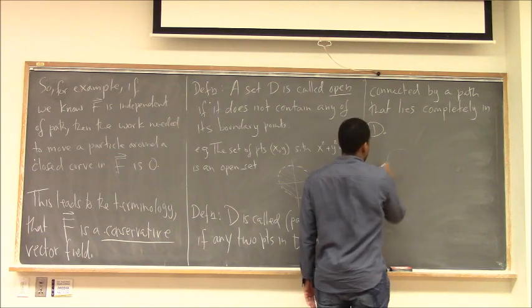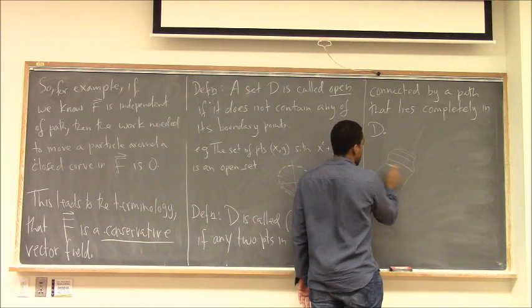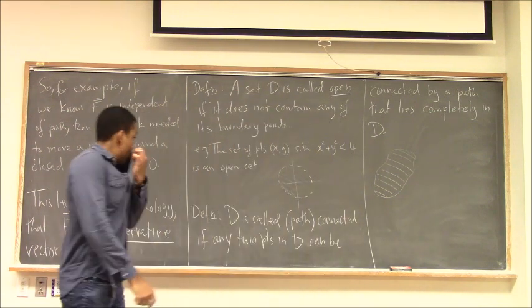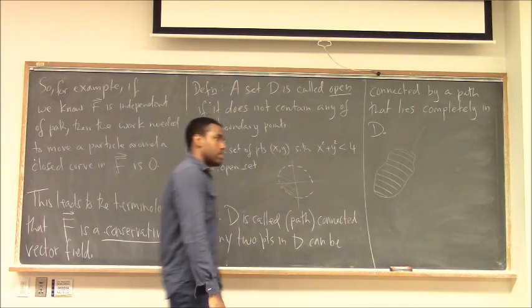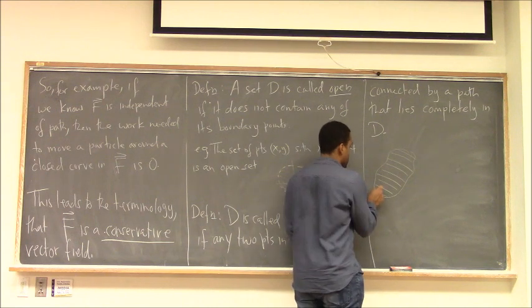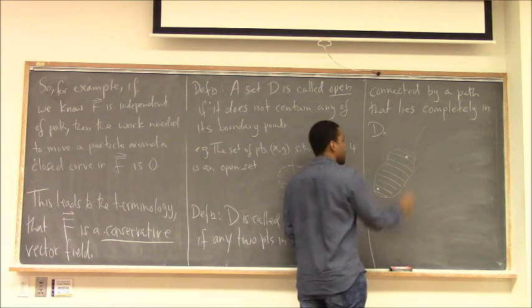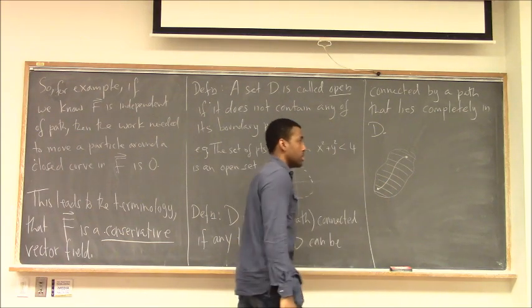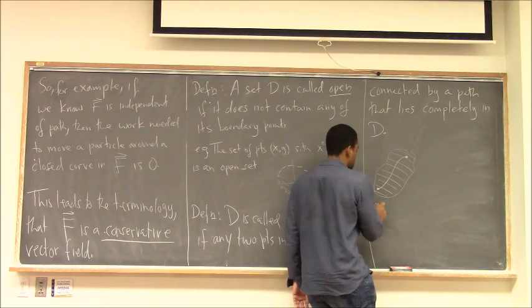So if I have a set like this, that's a connected set I can think of. Because if I pick any 2 random points in such a set, I can connect them with a path that lies in the set. So such a set is connected.